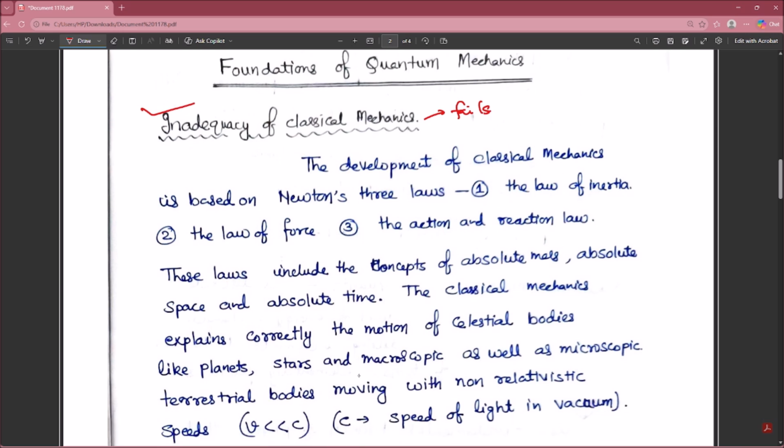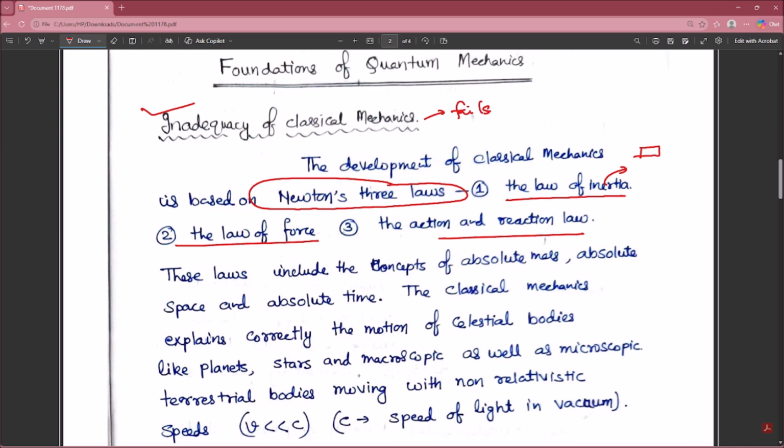Classical mechanics is applicable on the basis of Newton's three laws: the first law, the second law, and the third law. The first law: if a body is stationary or moving with a certain velocity v, it will keep moving with velocity v or stay at rest unless an external force is applied on it. This is also called the law of inertia, the inability of a body to change its state of rest or motion.